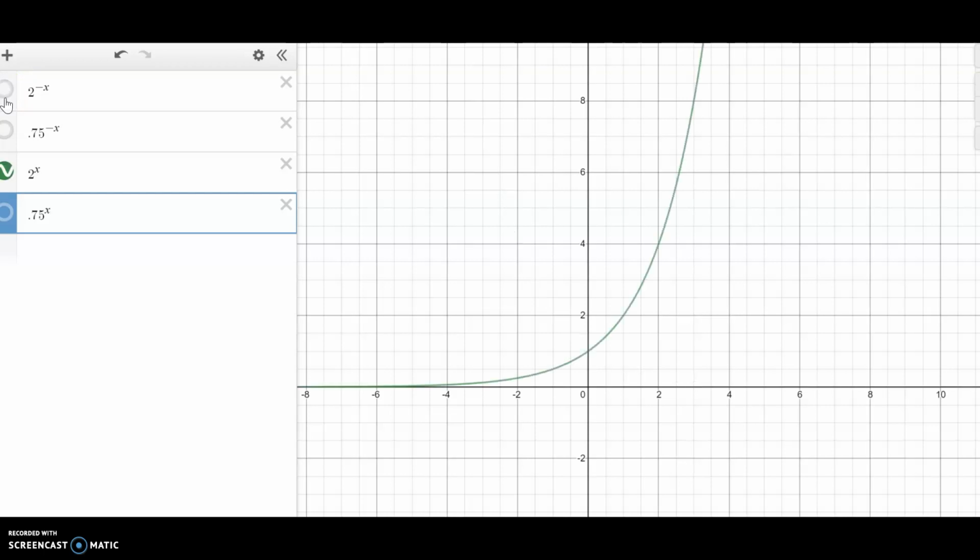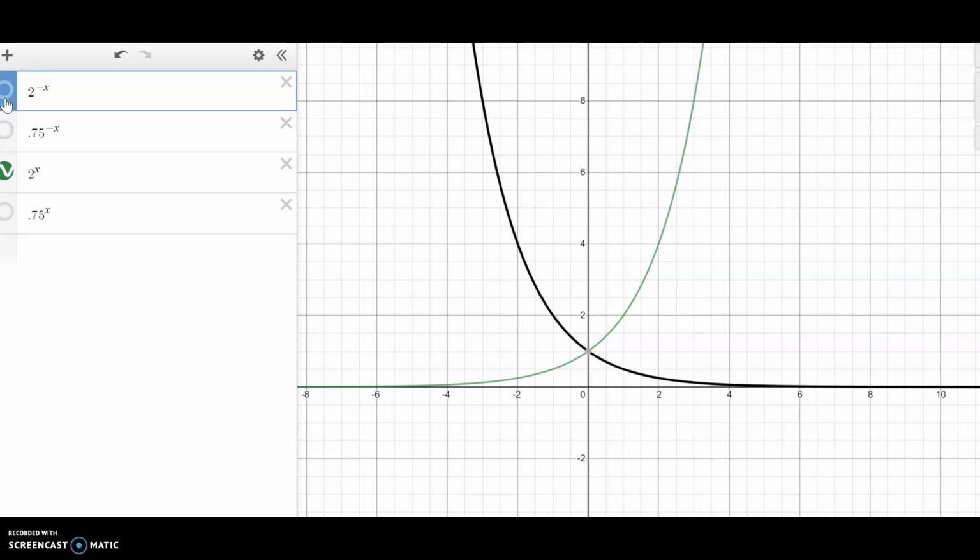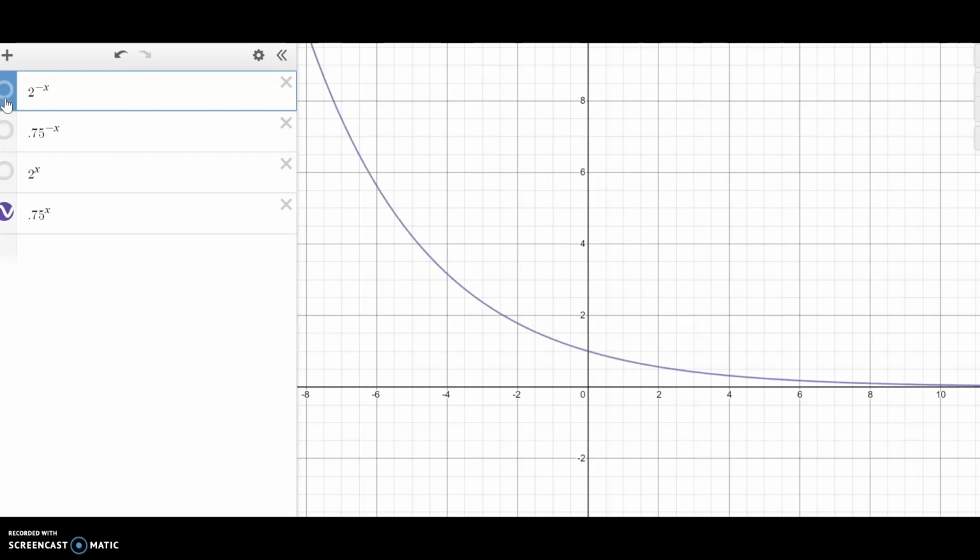Now notice this is what 2 raised to x is supposed to look like. When we have a negative in front of that x, it flips it over the y-axis. So when we just had 2 raised to x, we had an increasing function. But when I added that negative in front of x, now I have a decreasing function. Likewise with 0.75 raised to x, this was supposed to be a decreasing function, and it is. But when I add that negative in front of x, now it's an increasing function.